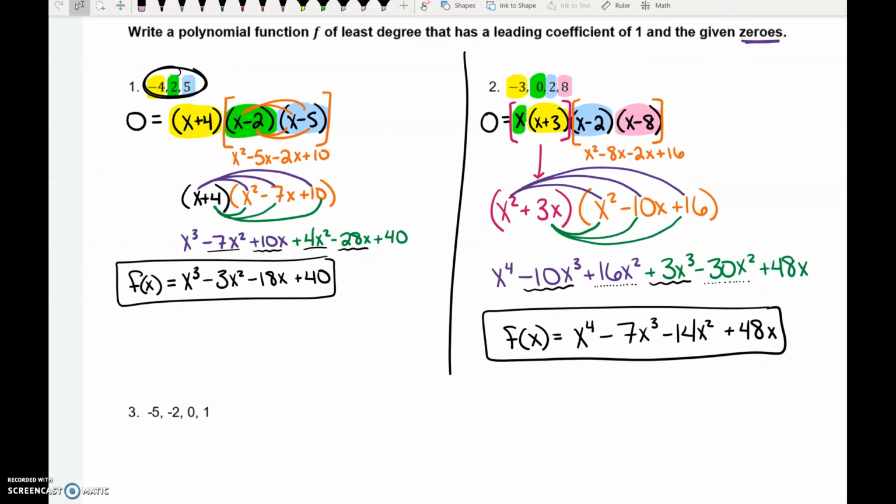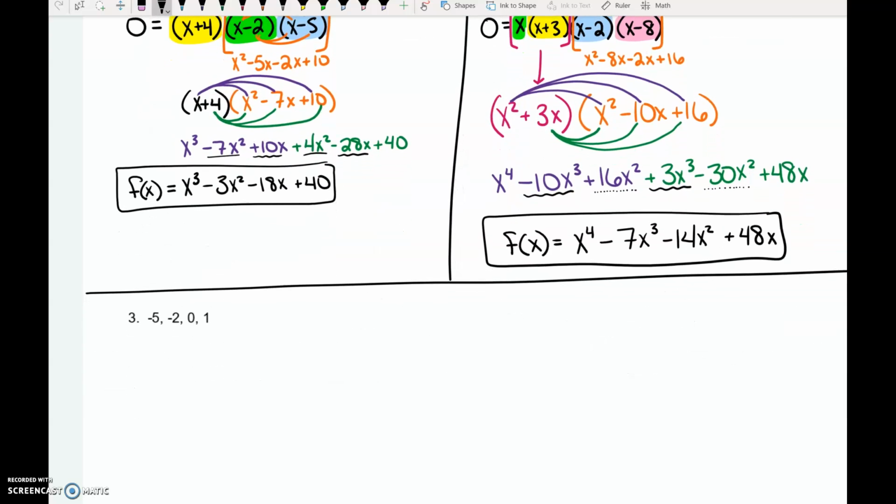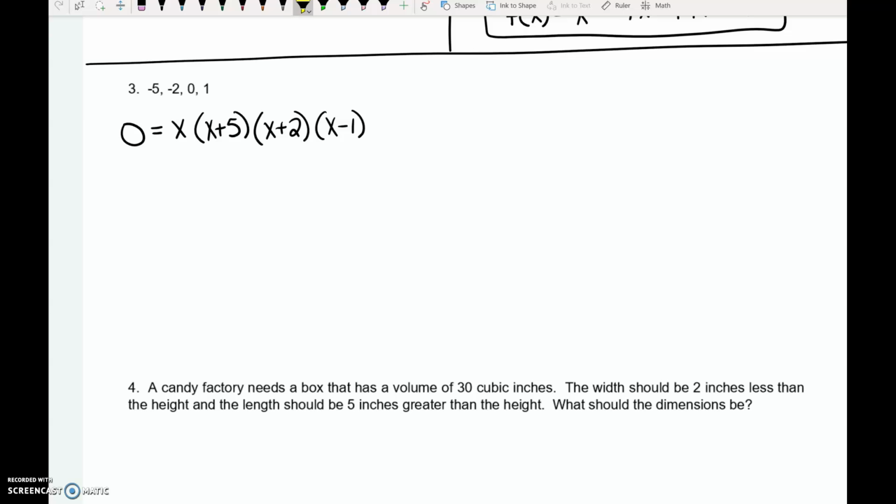Okay, I want you to pause and try number 3 on your own. Start by writing the 0 equals step for each of those solutions. Okay, how'd you do on this step? The negative 5 would be the x plus 5. The negative 2 solution would give us the x plus 2 in the polynomial. The 0 would give us the x in front. And the 1 would give us x minus 1.